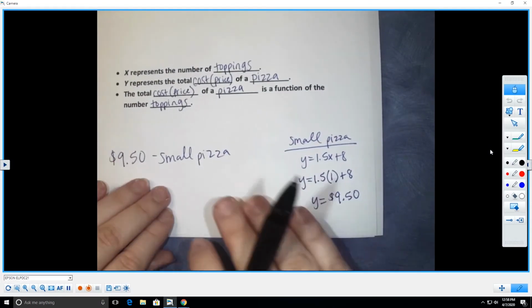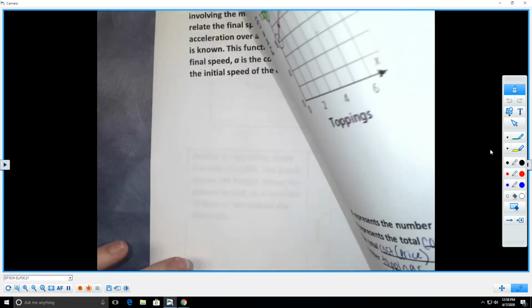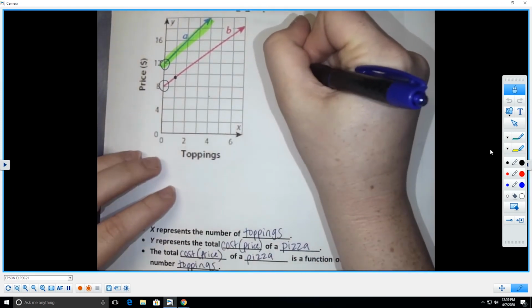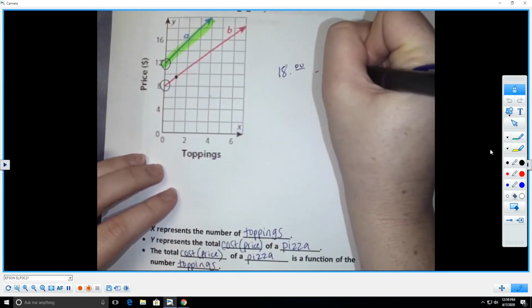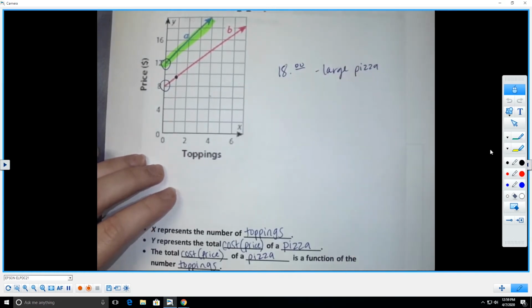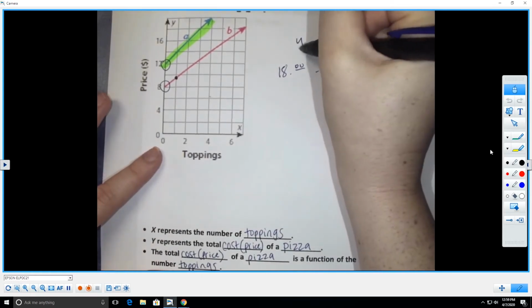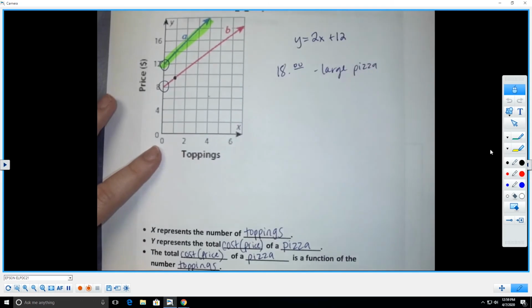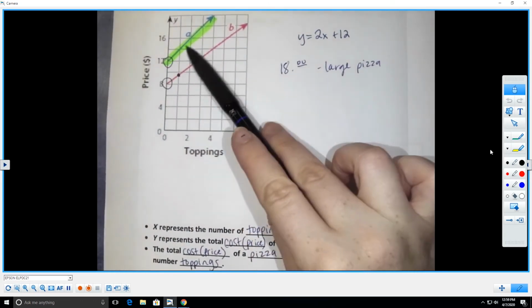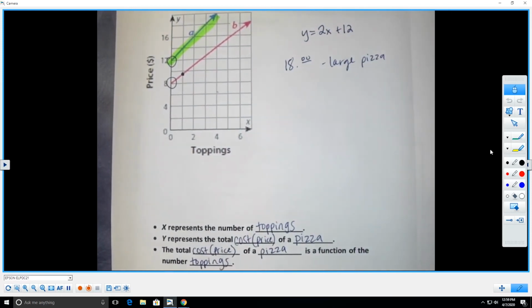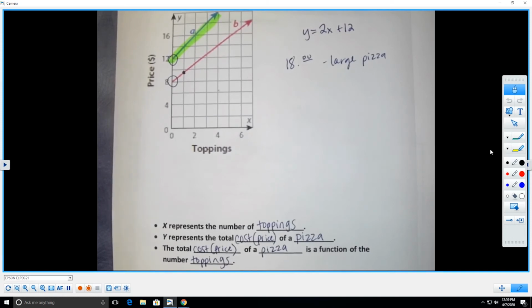Here's another situation. If Mitch spends $18 on a large pizza, so let's go to here. And remember our equation for a large pizza was y equals 2x plus 12, okay? And if you're using the graph, that green line is going to represent our large pizza. So if he spends $18 on a large pizza, how many toppings did he get?